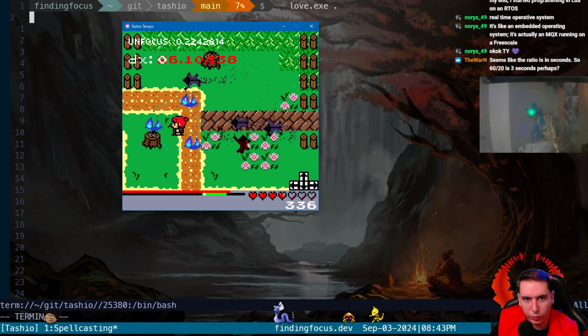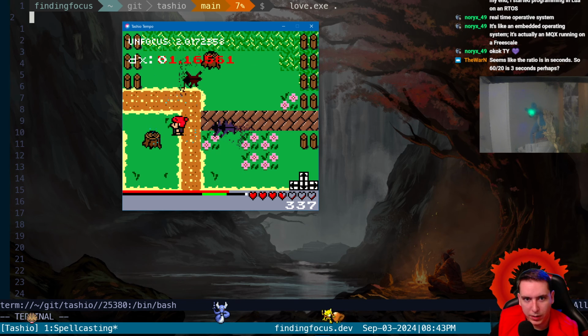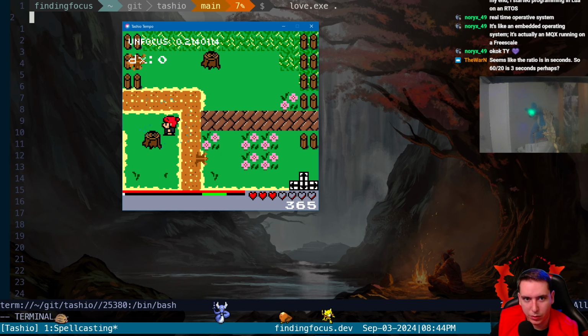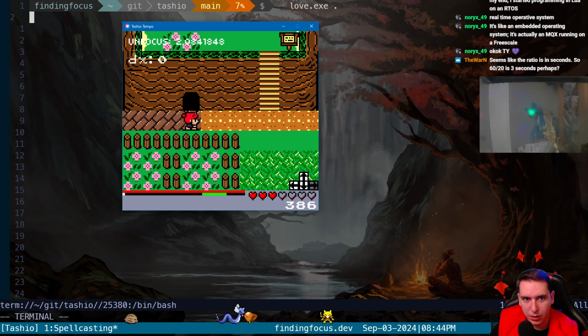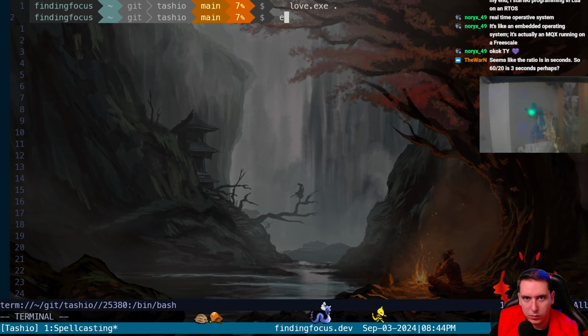Okay. Now the only thing is, I don't know, is our focus indicator frame rate independent? It looks like our focus indicator is going a little wild at the moment. So we haven't quite got that balanced out, but at least our knockback is consistent now. So that's good.